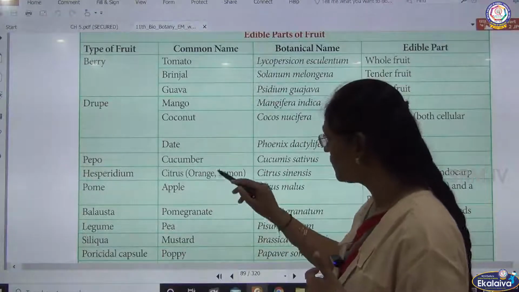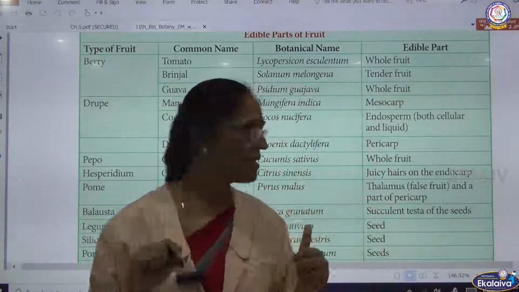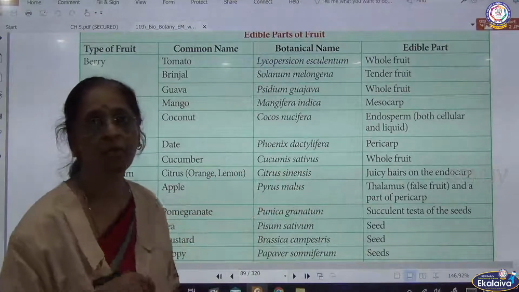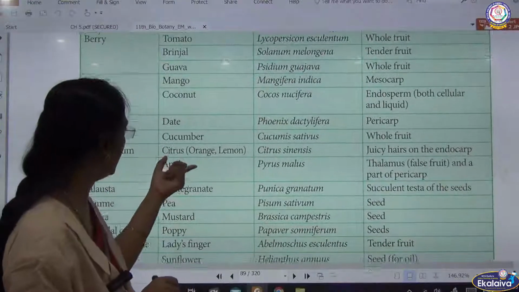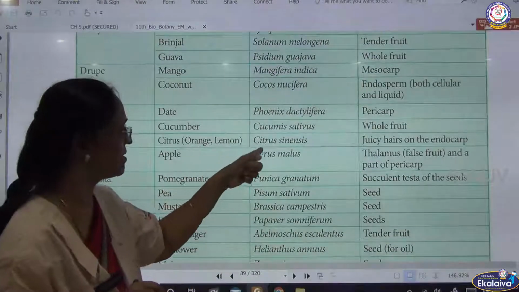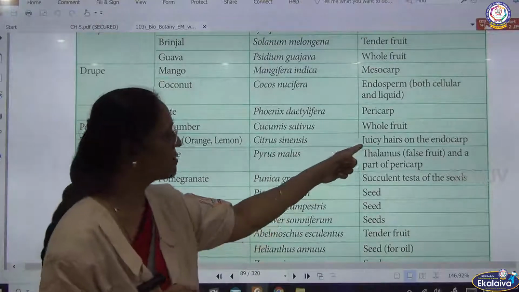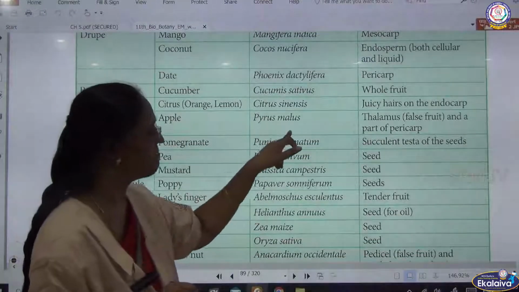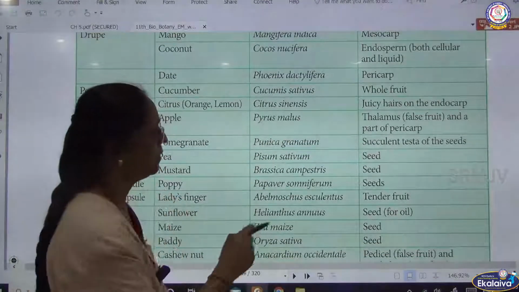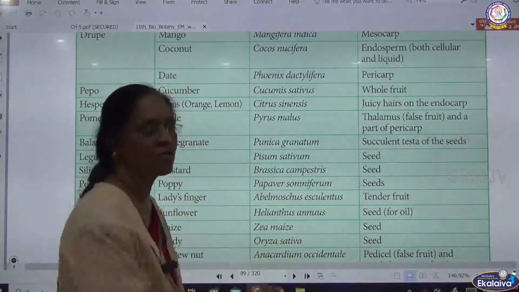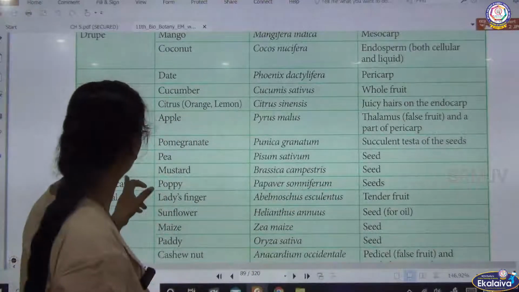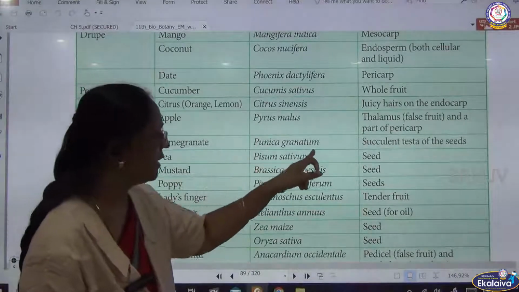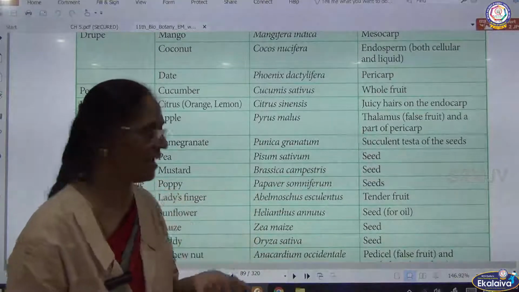And pepo, we already said it is the cucumber example, and here the botanical name is Cucumis sativus, the whole fruit is the edible part. And hesperidium, orange or lemon, Citrus sinensis, and the edible part is the juicy hairs on the endocarp. Pome, apple, Pyrus malus is the botanical name, and the part which we eat is the thalamus. That's why we call it a false fruit. And balausta is the pomegranate, Punica granatum, the succulent testa of the seeds is the edible part.